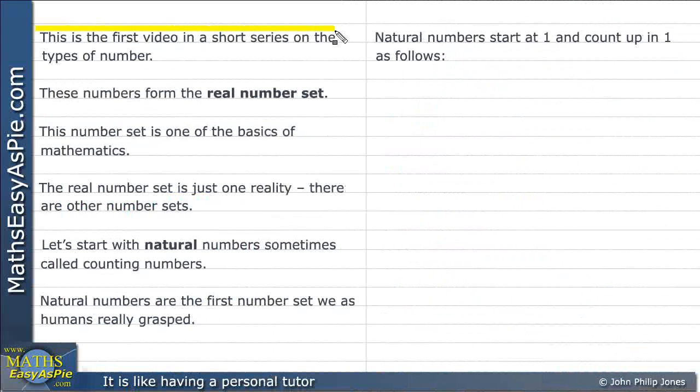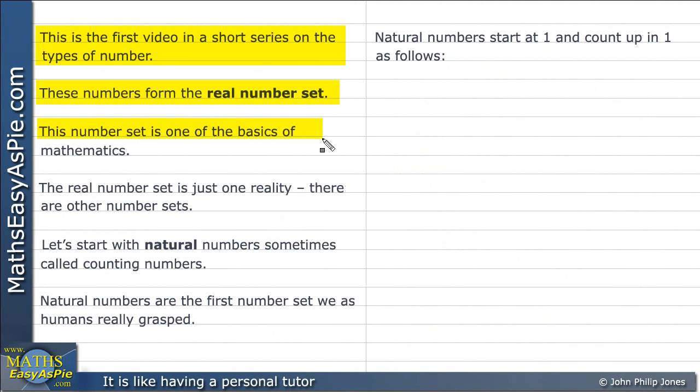This is the first video in a short series on the types of number. These numbers form something we describe as the real number set, and this number set is one of the basics of mathematics and is something fundamental, and we therefore need to fully understand what we mean by the real number set. But before we go on, I think it's important that we realize that the real number set is one type of number set. There are other number sets out there that mathematicians use. We will come back to look at those further in your study of mathematics.